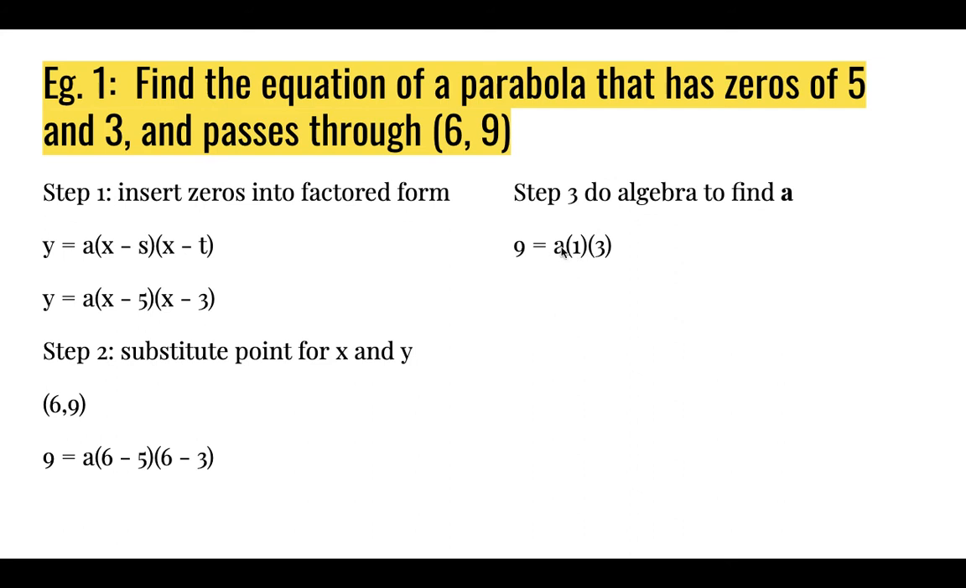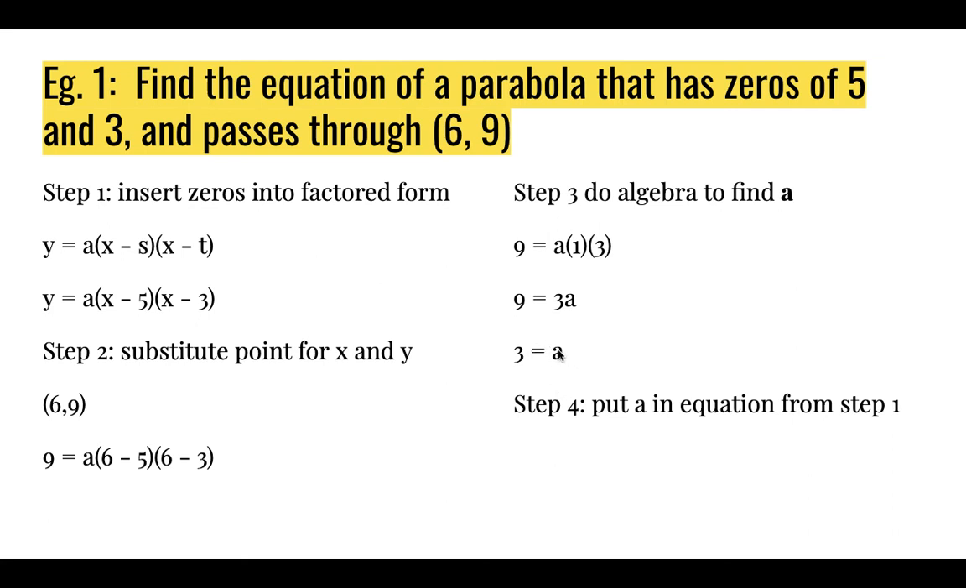Okay, so we have a times 1 times 3, so we can do this multiplication to make it a little nicer. So 9 equals 3 times a, and now we need to get a by itself. So remember, to get rid of this 3, we need to divide by 3 on both sides. So a is 3.